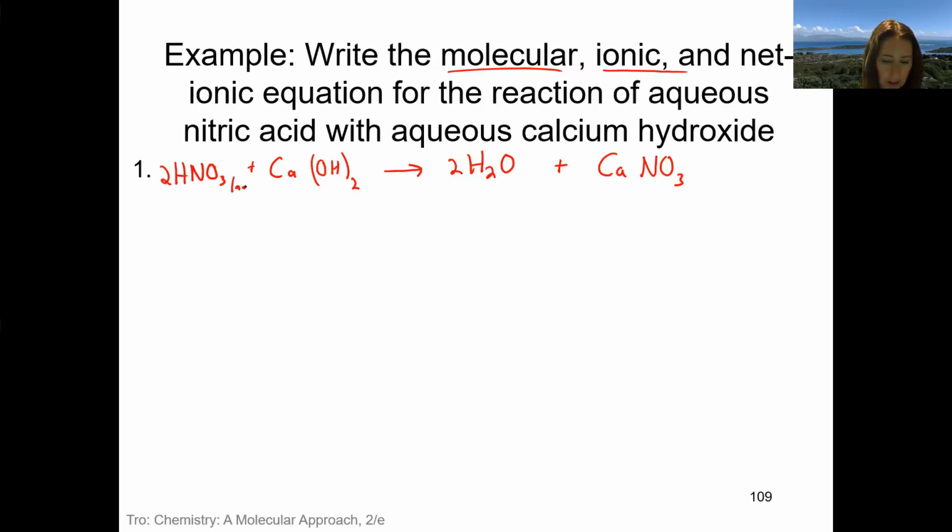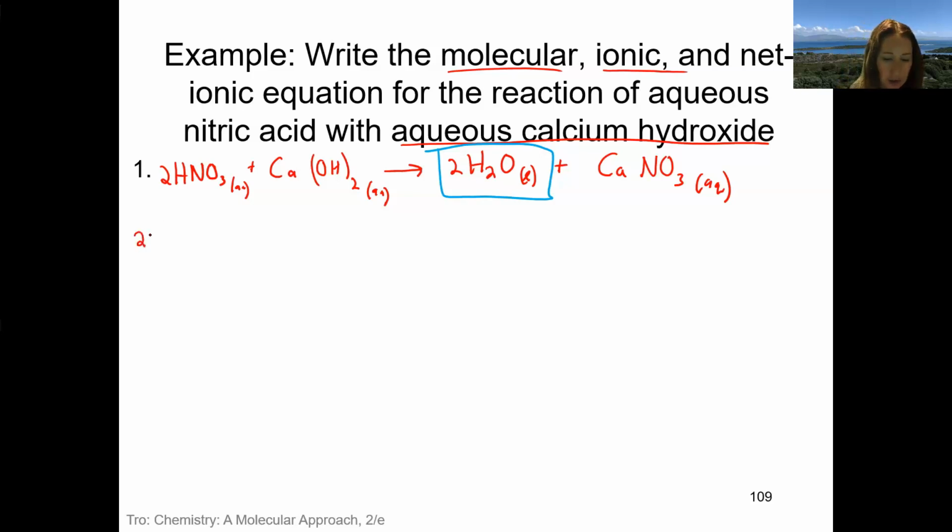This is aqueous. It says aqueous calcium hydroxide, so I know I don't have to worry about looking it up. This is a liquid and all nitrates are soluble. So I'm good. Okay, so now remember, I always say, put a box around the thing that's not aqueous. Break everything else up that's aqueous. I'm not going to put the states here. I'm just going to put the charges. Everything that doesn't have a state is aqueous, okay?